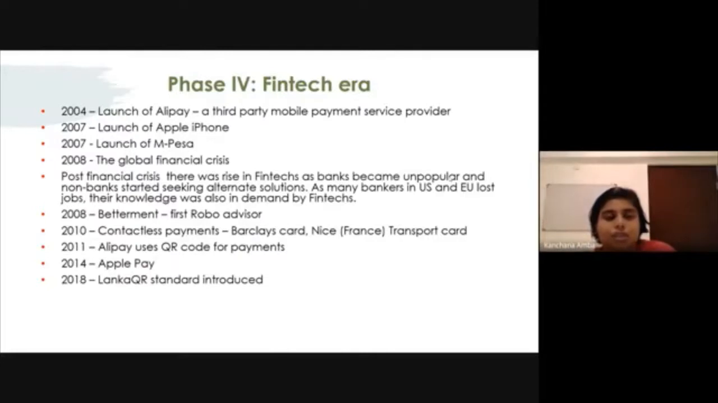So Alipay uses QR code, which is contactless payments, in 2011, but the Western countries really start picking up from about 2014. And then we have countries introducing nationalized QR codes. Bharat QR was in 2016, if I'm not mistaken. Then in 2018, we launched the Lanka QR standard. And from 2020, we have been promoting it all out.